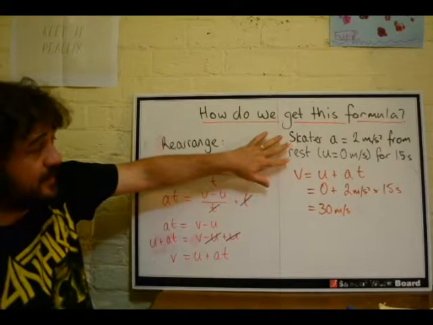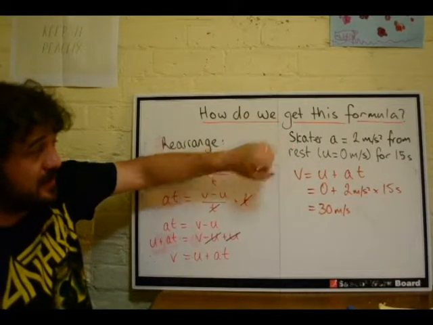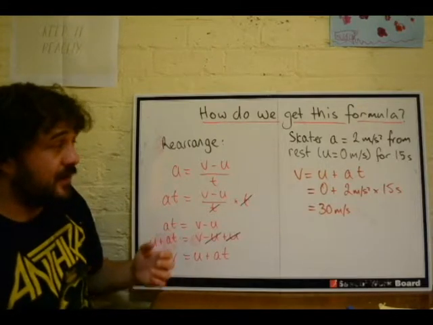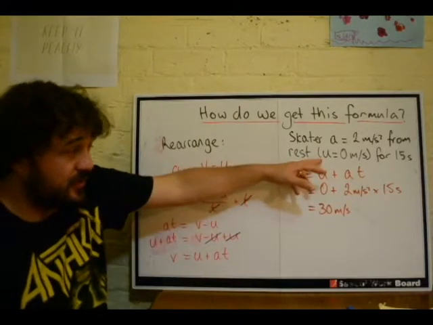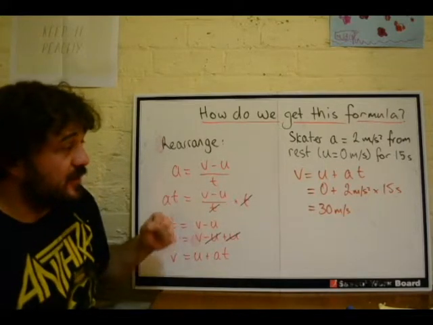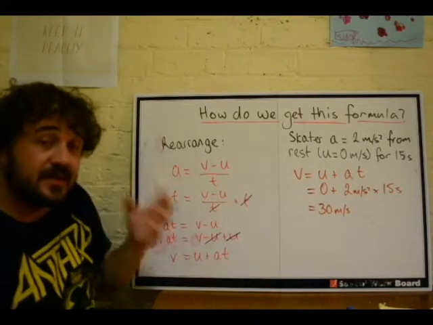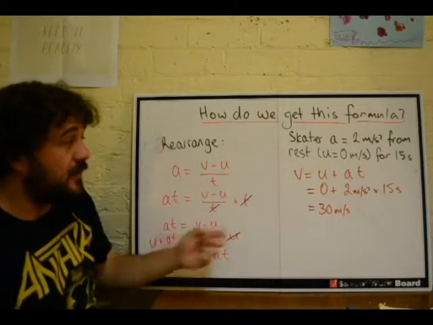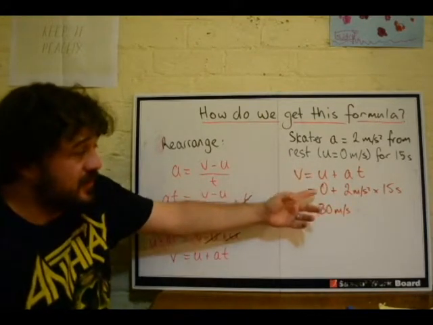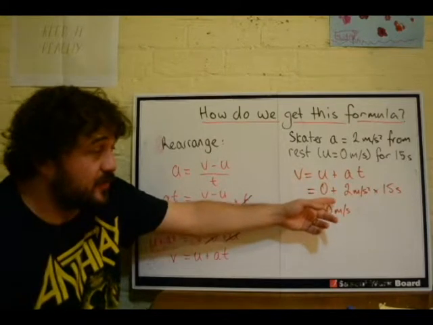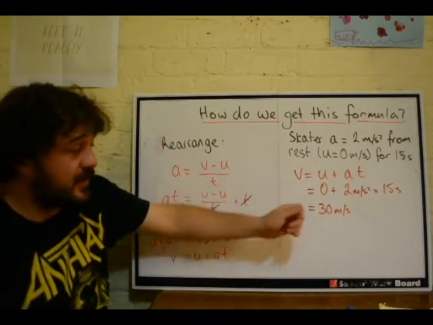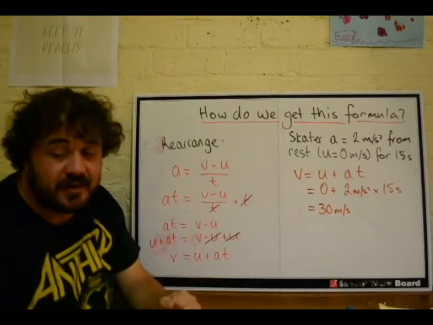So here's our skater, and he's accelerating at 2 meters per second squared from the start, so u equals 0, alright, for 15 seconds. So how fast is he going at the end of that 15 seconds is what we want to know. So we just plug in the numbers. So v equals u plus at, which is 0 plus 2 meters per second squared times 15 seconds, and that gives us 30 meters per second.